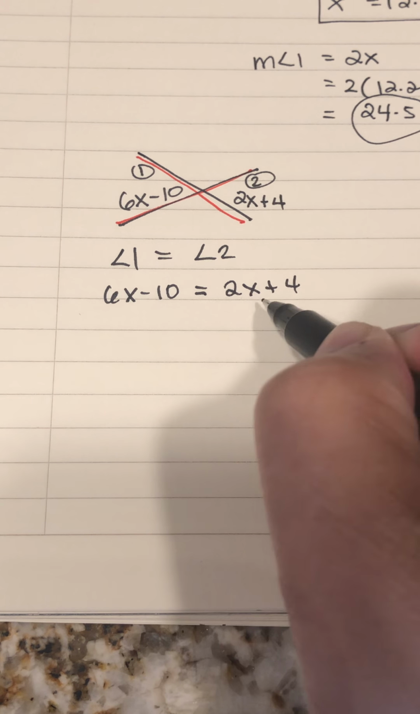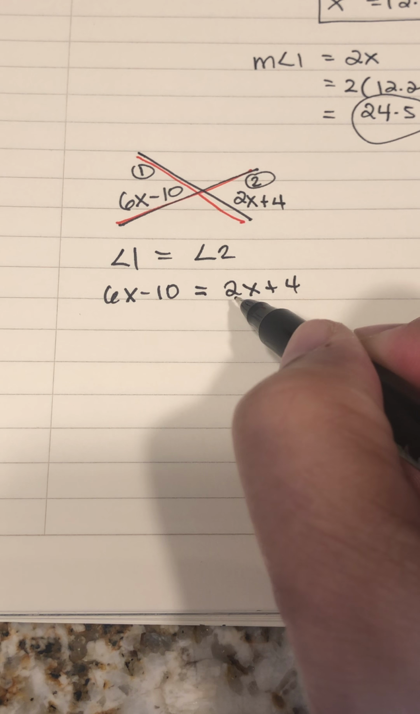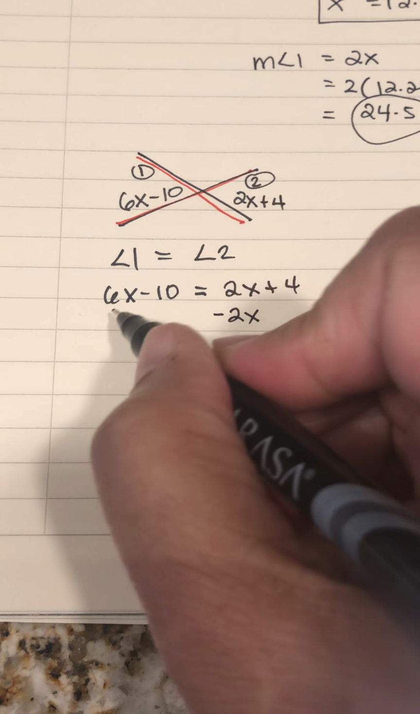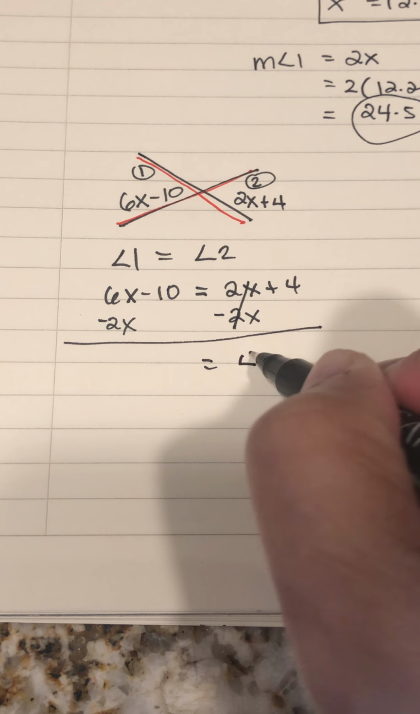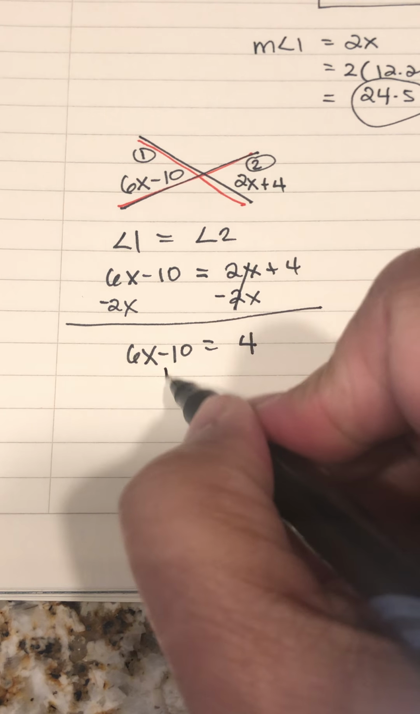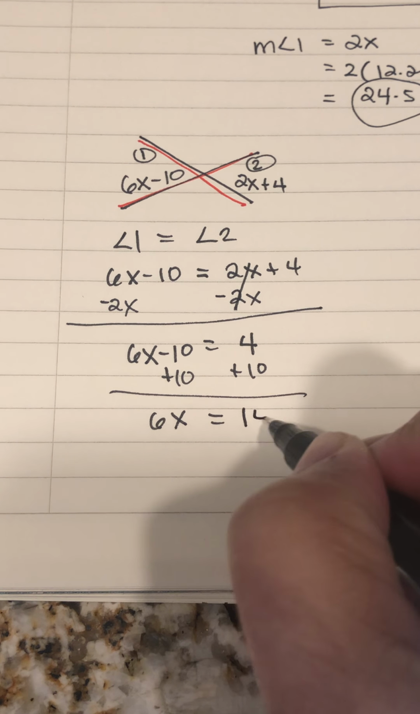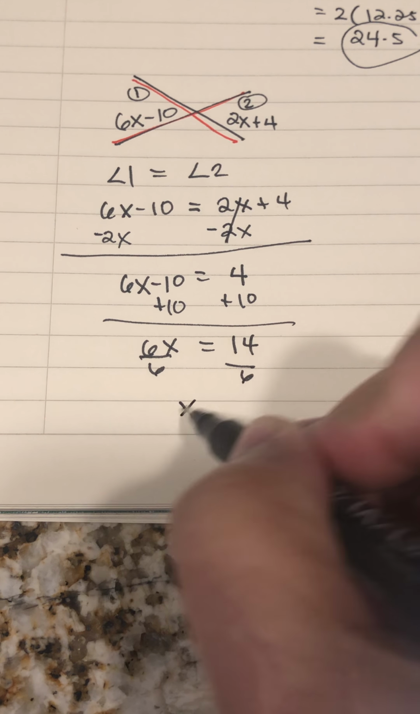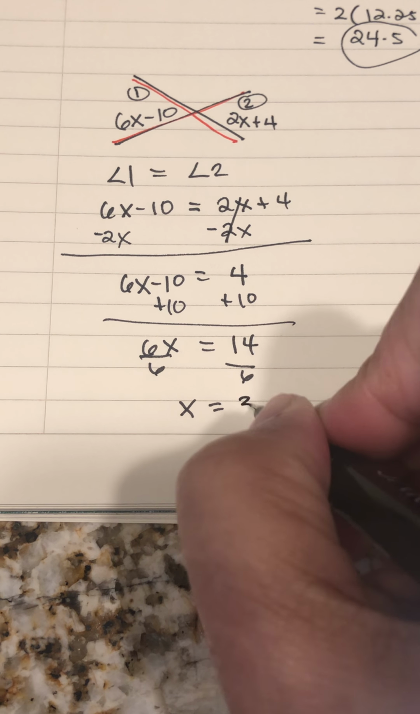So there are two x's here, so I'm going to remove one of them. I'm going to remove 2x, so I'm going to put minus 2x, minus 2x. Okay? So 4x... 6x minus 10 plus 10, so 6x is equal to 14. And then divided by 6, x is equal to 3.5.